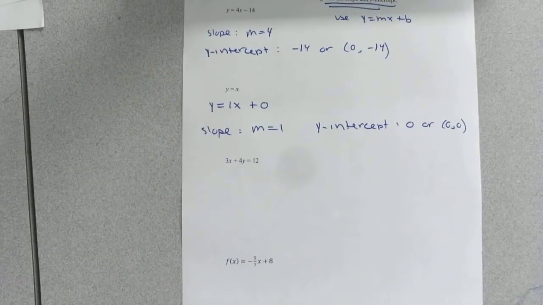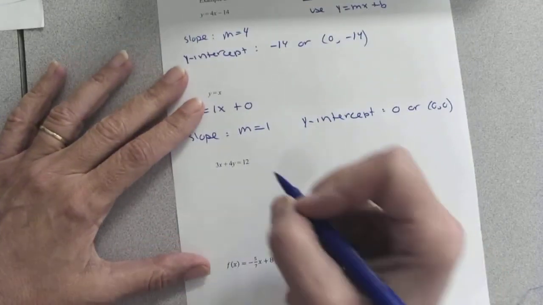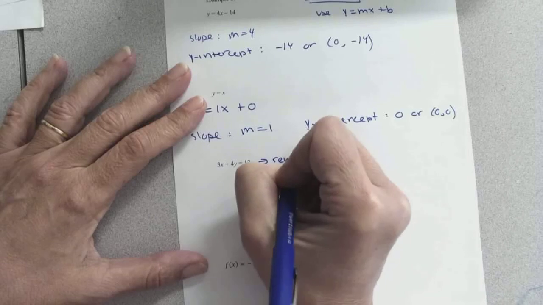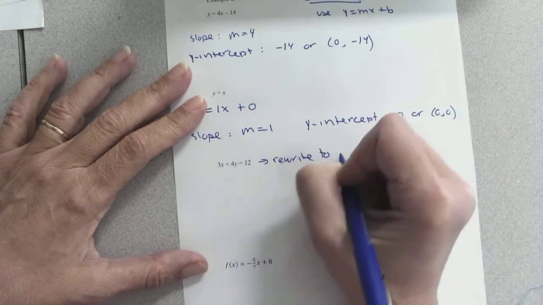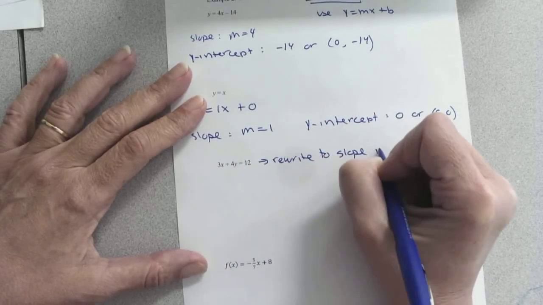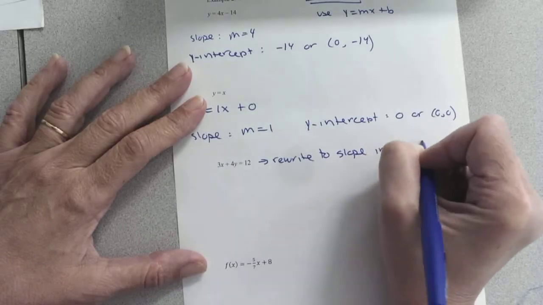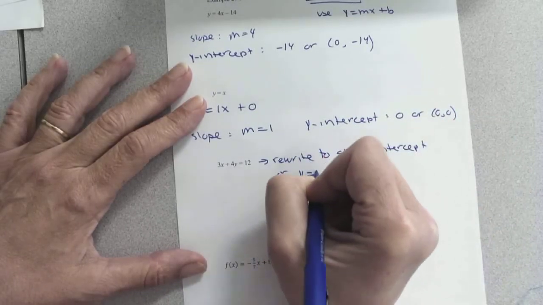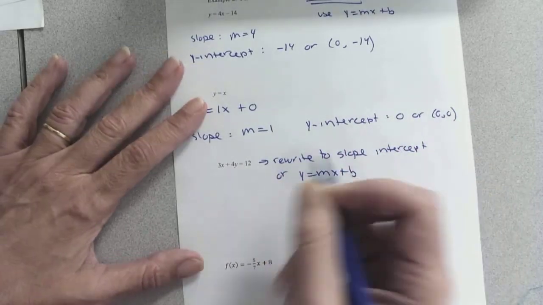Continuing on. Okay, this one is not in y equals mx plus b form. It's not in slope-intercept form. So the first thing I want to do is rewrite it to slope-intercept, that's y equals mx plus b.